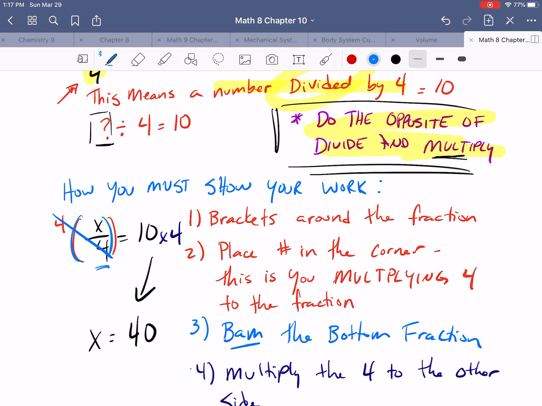Then you look at the number on the bottom. It's a 4. Well, we need to cancel that 4 out. So we actually need to multiply it by 4. So you stick a 4 up in the top corner, and then we can do the thing that we call bam. So we can bam the bottom.